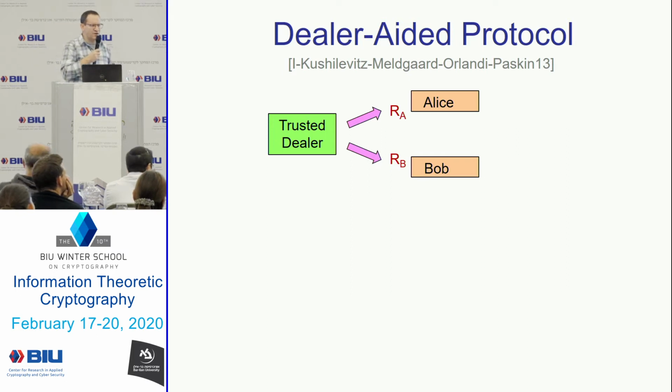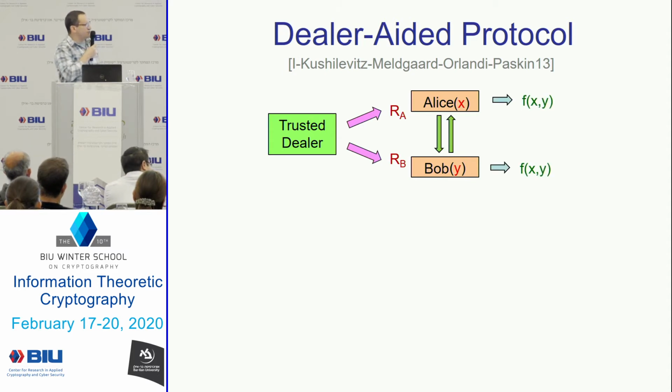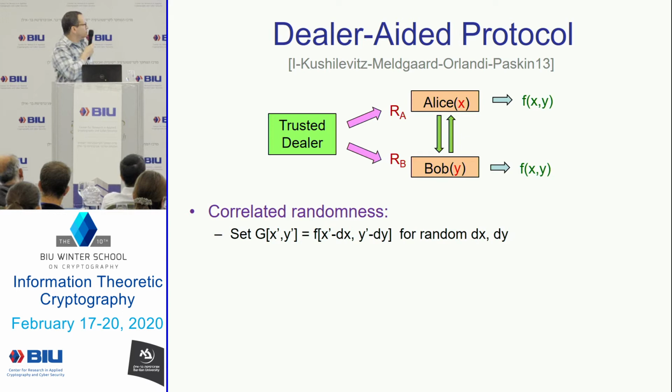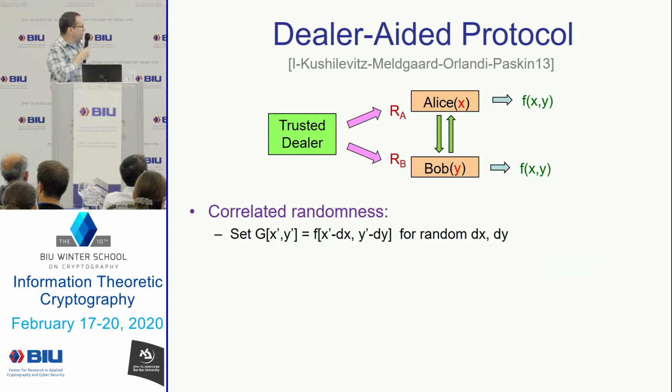We start with this RA and RB that are sampled from some predefined joint distribution. And now Alice and Bob get their inputs X and Y. They exchange messages. Based on these messages, they should figure out the output and shouldn't learn anything in a perfect sense about the other input beyond the output. Okay, so here is a very simple solution. Let me go back. So the correlated randomness is picked in the following way.